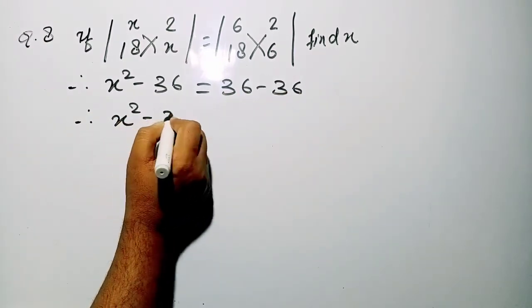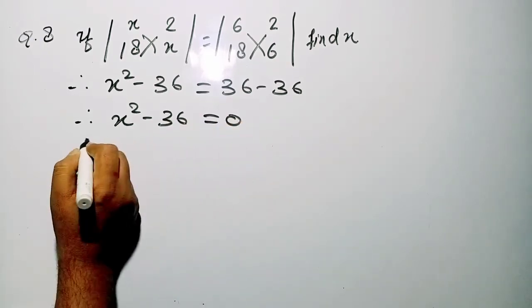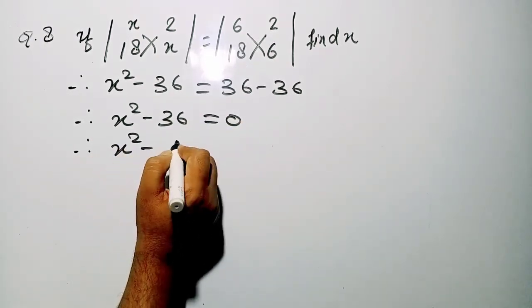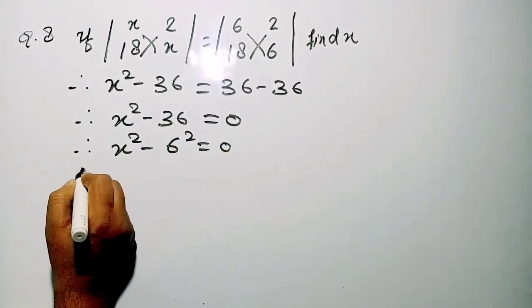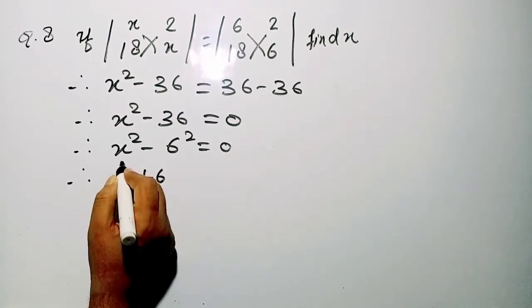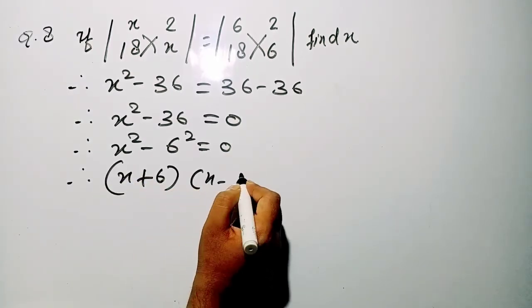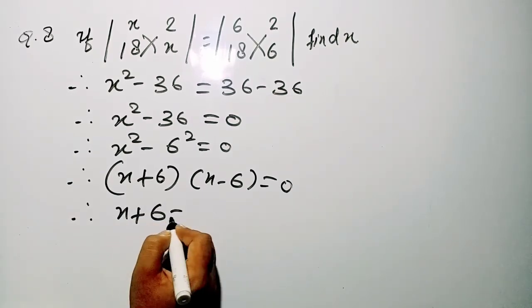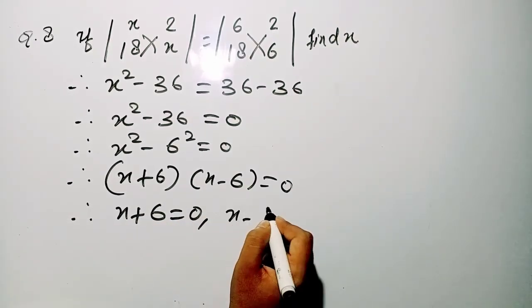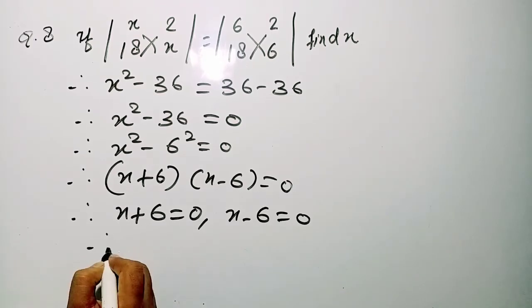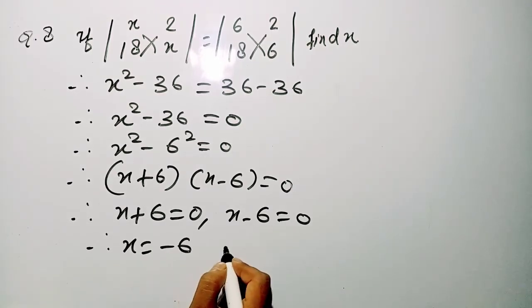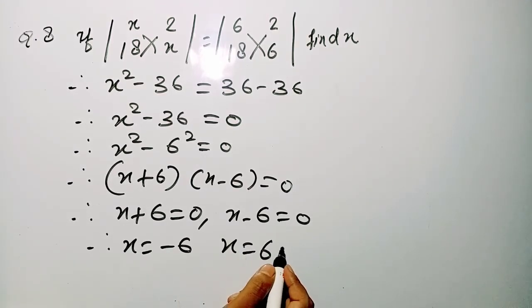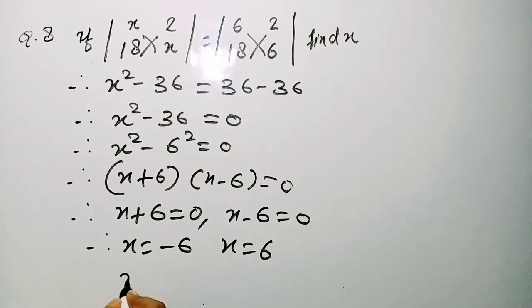So we are getting x square minus 36 is equal to 0, meaning x square minus 6 square is equal to 0. One time plus, one time minus. So x plus 6, x minus 6 is equal to 0. So x plus 6 is equal to 0 and x minus 6 is equal to 0. The value of x will be minus 6, and the value of x will be plus 6. So the value of x will be plus minus 6.